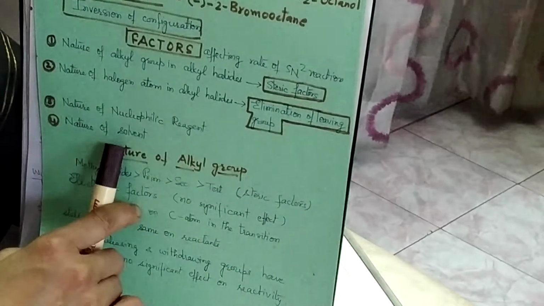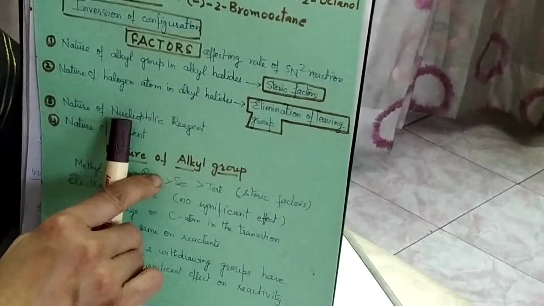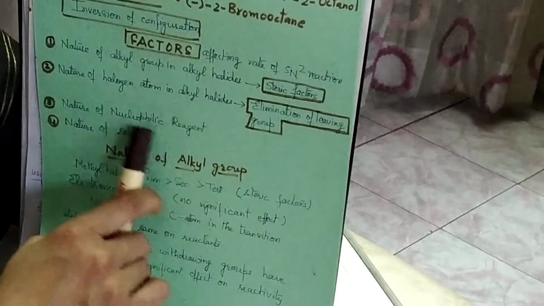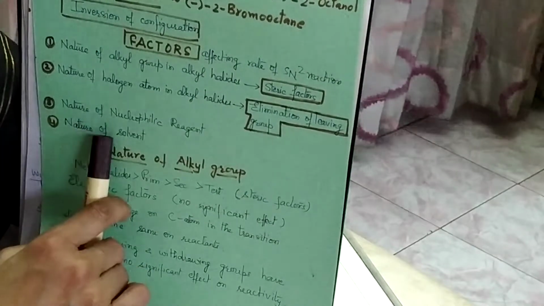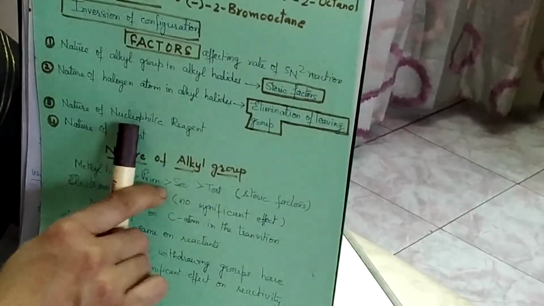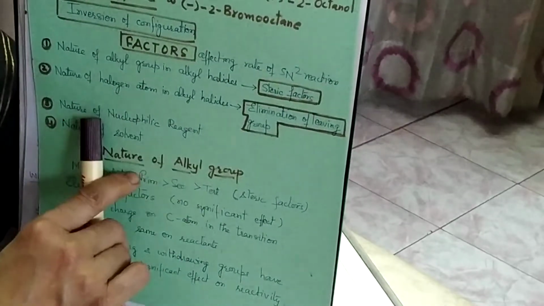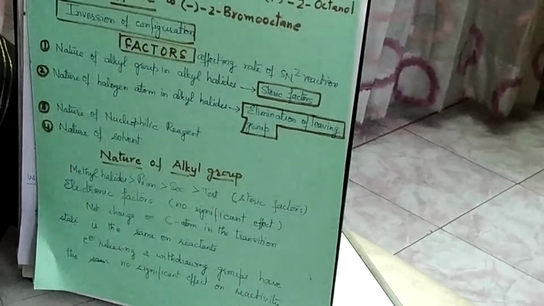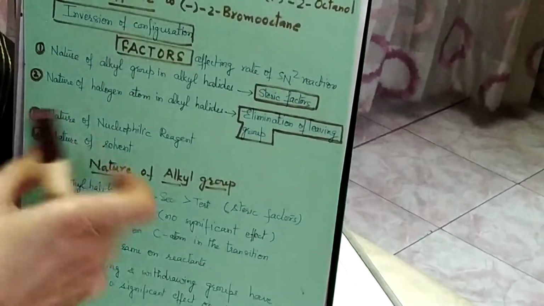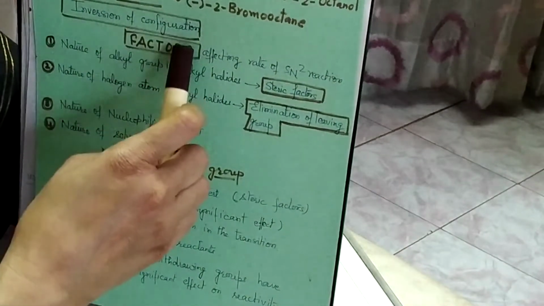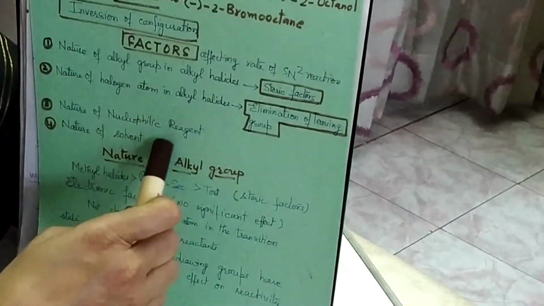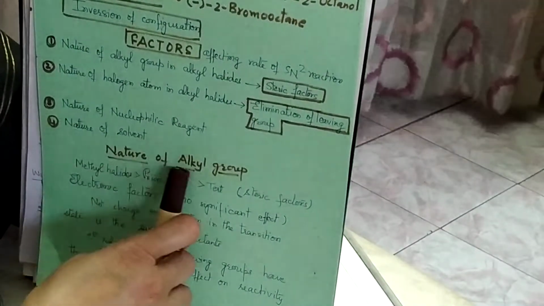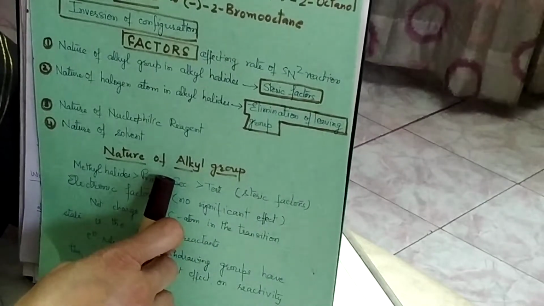Then there are 2 more factors, that is the nature of the nucleophilic reagent and also the nature of the solvent. Solvent is the medium in which the reaction is being carried out, and the attacking reagent, the nucleophile, what is the nature of that nucleophile in terms of strength of that nucleophilic reagent. So we are going to discuss about this SN2 reaction in the light of all these 4 factors one by one. First of all, let me show you about the nature of alkyl group.